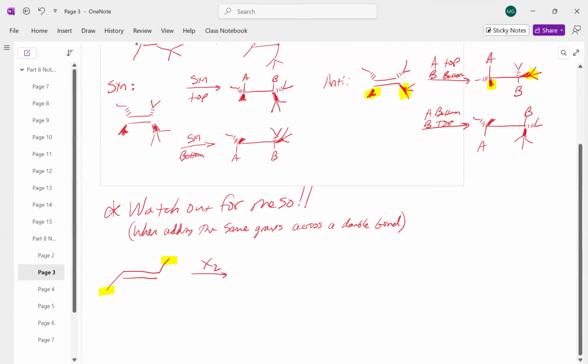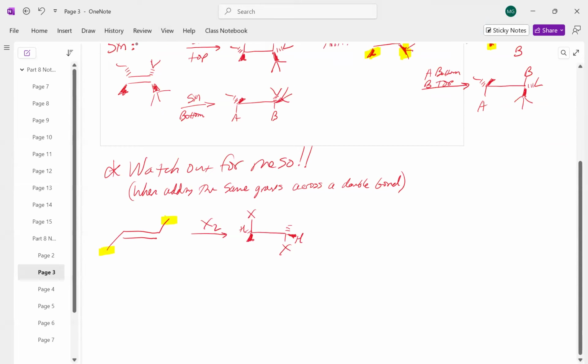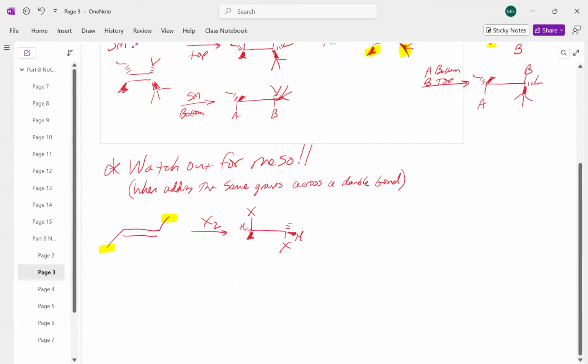So when I add X2 to that, I'm going to make two chiral centers. So this is an anti-addition. So we have X and X. One methyl group's coming out at you. The other one is trans to it. And then we have the hydrogens are trans as well. Now, what if I had added the X's the other way? What if this X went down and this one went up? What does that look like?